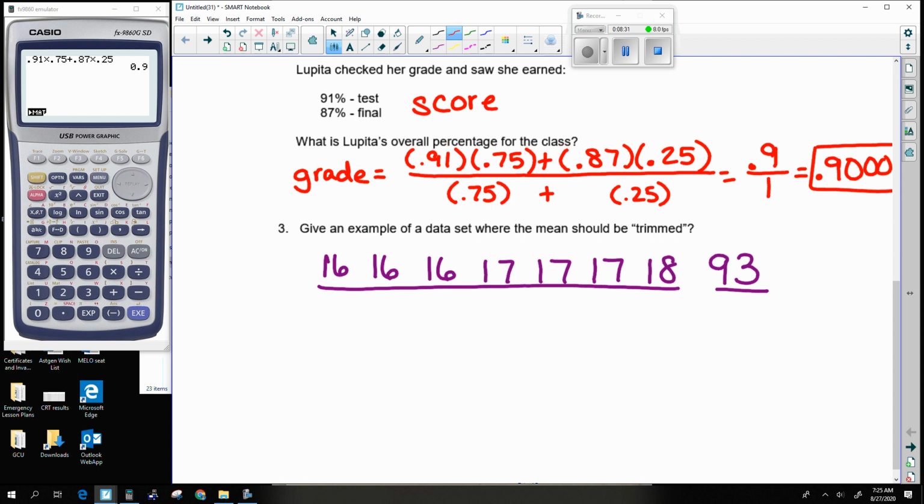I know in the past they've also asked the question, why would you trim a list? And the reason that you would trim a list, in case they ask you on the test, is to eliminate outliers. Okay, it's to eliminate outliers. It does not make it more accurate, it eliminates outliers.